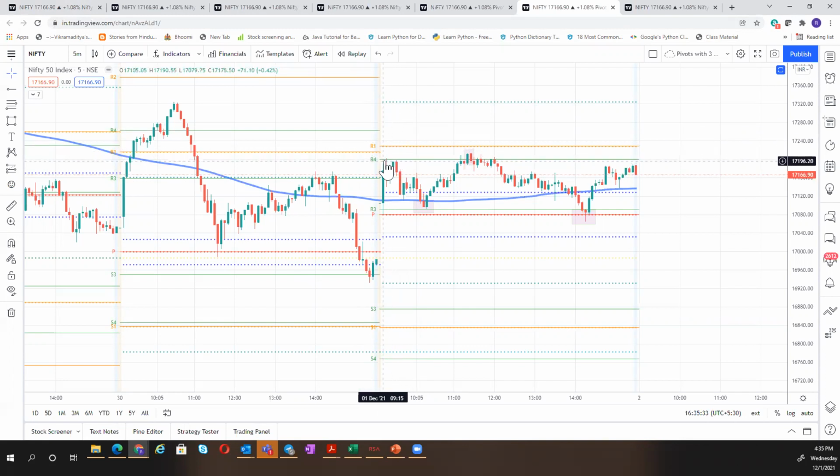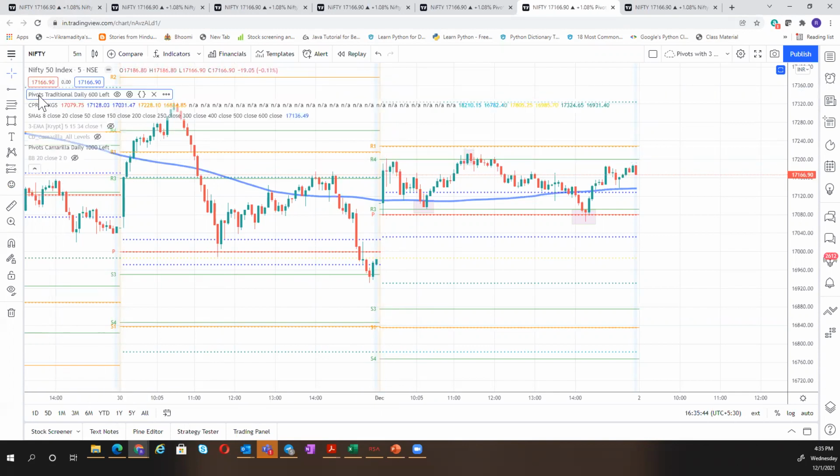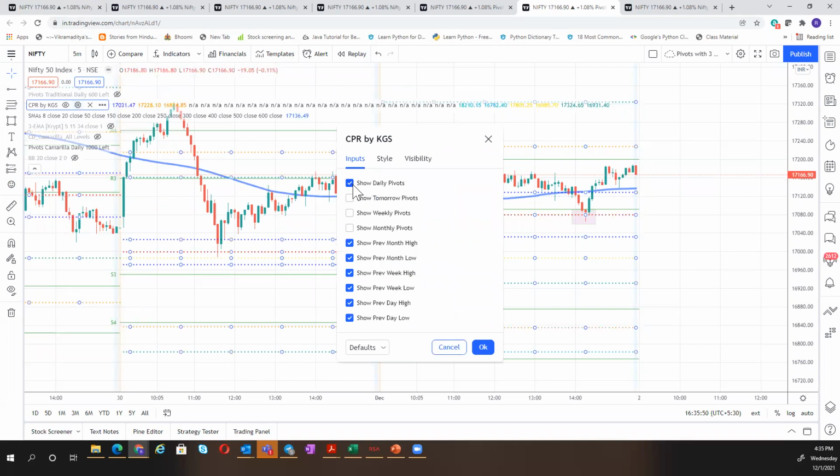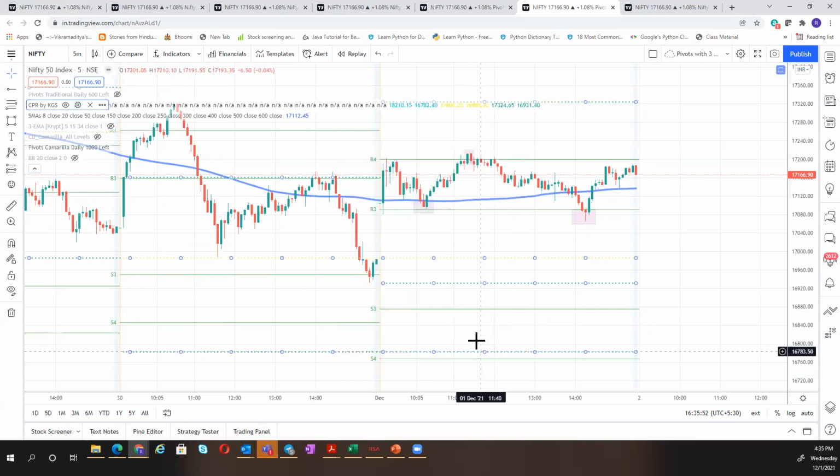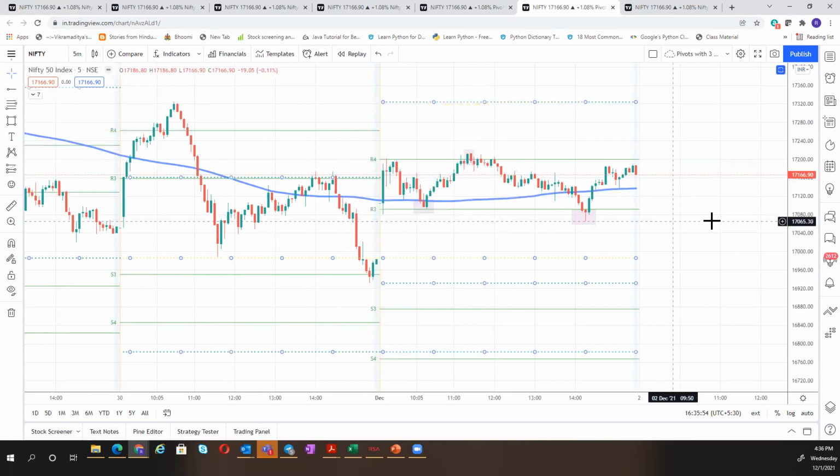If this gets broken, usually I anticipate R1 also to get broken, because that indicates in the opening candle there is strong momentum going upside. So once I saw that, market is respecting Camarilla pivots, I switched only to Camarilla pivots.